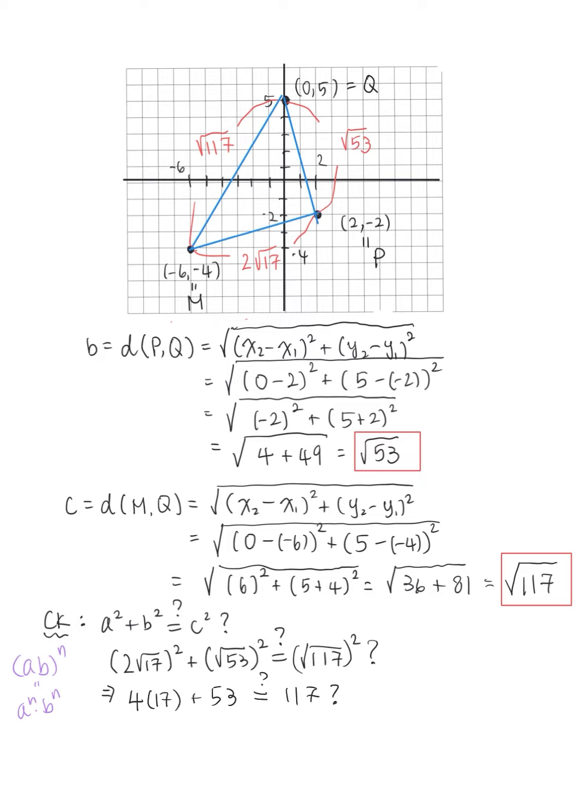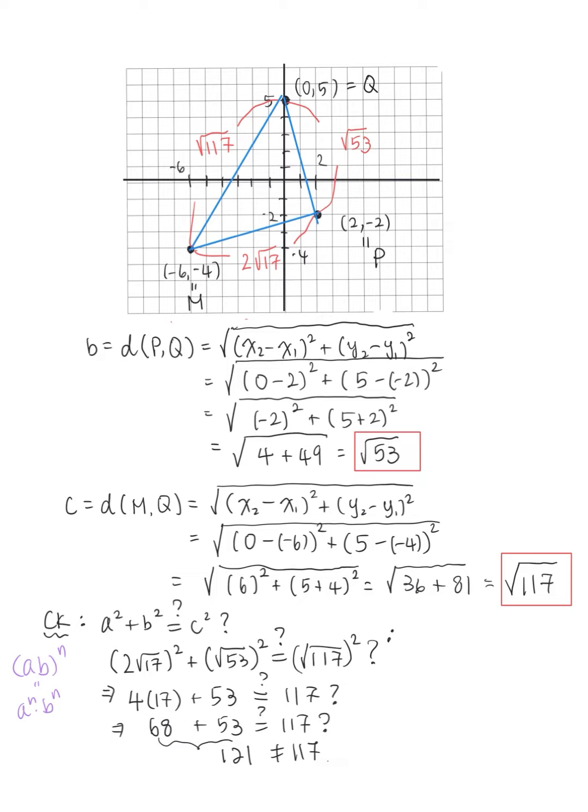Okay, so now let's go. What's 4 times 17 is 68. So 68 plus 53, is that going to give us 117? No, because if you add this together, what do you get? Isn't it 121? 121 does not equal 117. So which means that M, P, and Q do not form the vertices of a right triangle, although it kind of looks like it though, isn't it? But it's not. We just verified that mathematically.